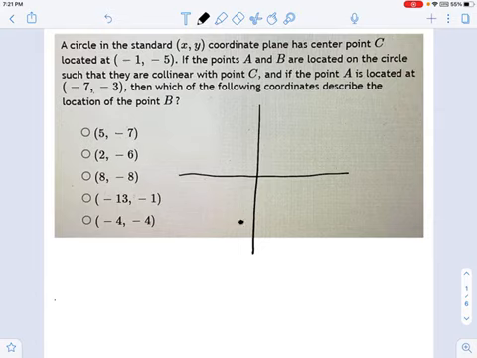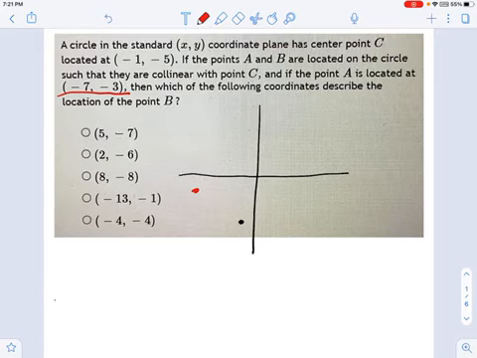If the points A and B are located on the circle such that they are collinear with point C, and okay, that's a word salad, and the point A is located at -7, -3. Okay, that's information I can use right here. A is located right here at -7, -3. So that's going to be like, I don't know, right there or something. This isn't to scale. Which of the following coordinates describes the location of point B?